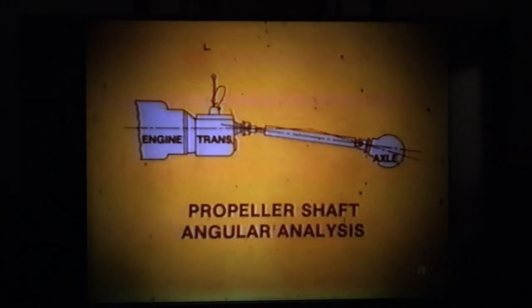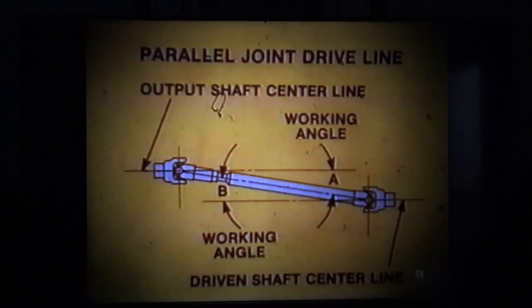The next area requiring attention is propeller shaft angular analysis. There are 2 types of driveline arrangements that will satisfactorily transmit power: the parallel joint type and the non-parallel or broken back joint type. The parallel joint type requires that all companion flanges and/or yokes in the driveline are parallel to each other. When this is true, the working angles of the U-joints, shown as angles A and B, are equal and opposite the center line of the propeller shaft.